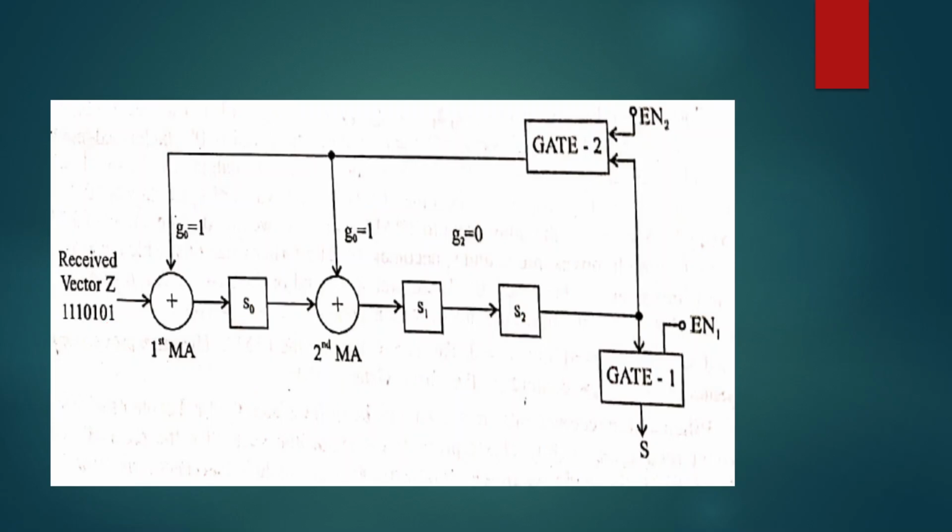Next, 1 0 0, I'll rewrite. Now the fifth bit appears, which is bit 1. 0 plus, so here 0 will appear. 0 plus 1 is 1, so the same 1 retains. Here 1 comes out. 1 plus 0 is 1, and previously there was 0, that 0 gets shifted to the extreme right. So the current contents of the shift registers are 1 1 0.